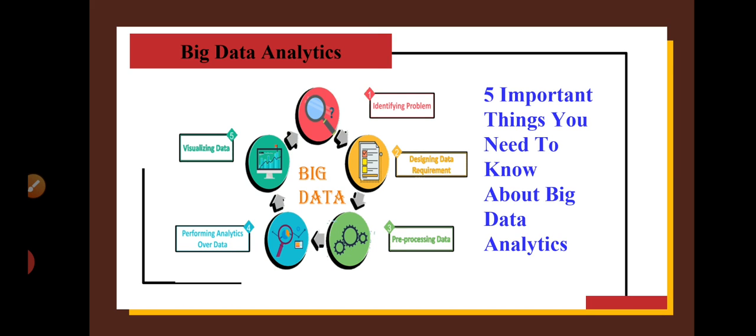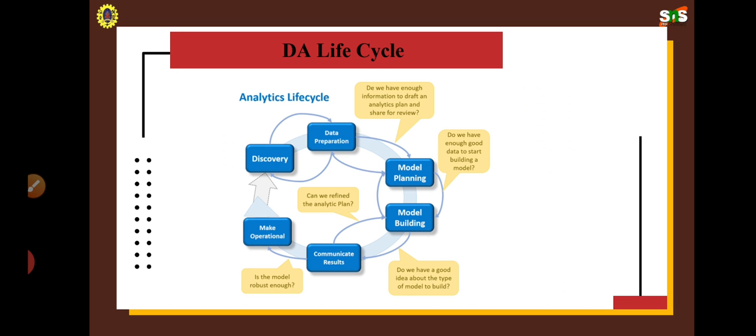If you want to understand big data analytics, we need to understand five important things. The first one, identifying the problems. Second, designing data requirements. Third, pre-processing data. Fourth, performing analytics over data. At last, visualizing the data. Here, each and every phase consists of different tasks.